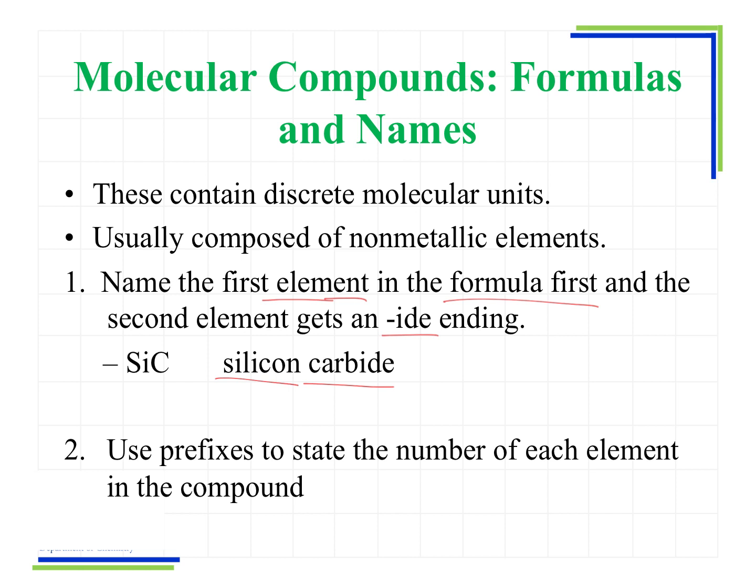Okay, the second rule says you have to use prefixes to state the number of each element in the compound. This is not ionic compound, this is molecular compound, so we don't know how many of each element we have, so we have to mention the number of elements in our naming. Usually we do not mention mono as the one, but we have to mention if we have two or more elements on each molecular compound.